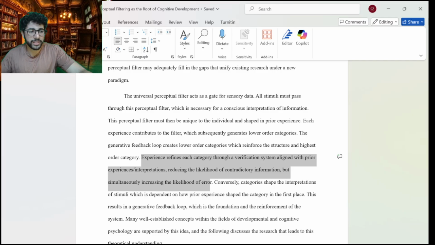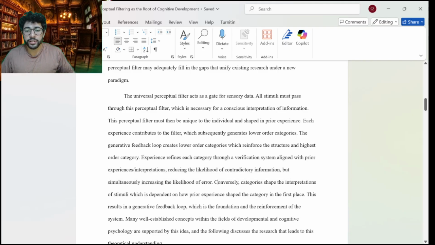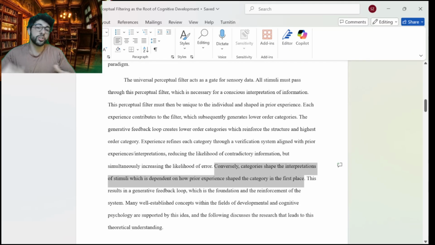And this is what I mean by this. Conversely, categories shape the interpretations of stimuli, which is dependent on how prior experiences shaped the category in the first place. So this is when it starts to get confusing, because it goes back and forth, because this is a generative feedback loop. So we are literally going in circles in the explanation. So it's going to be a little confusing if you're not familiar with the terminology, okay?